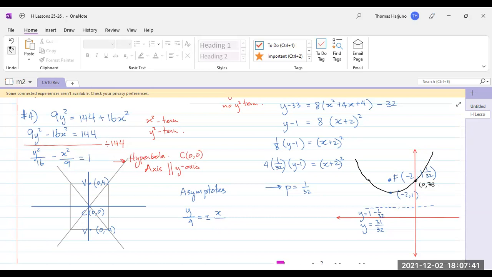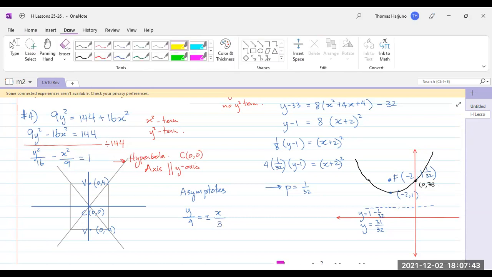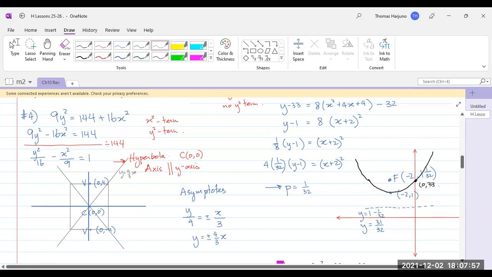And as usual, we will rewrite it in slope-intercept form. So y equals plus minus 4 over 3 x. So this one here will be y equals 4 over 3 x. This one here will be y equals negative 4 over 3 x. Okay, the hyperbola will open this way, parallel to the y-axis, right? Remember?